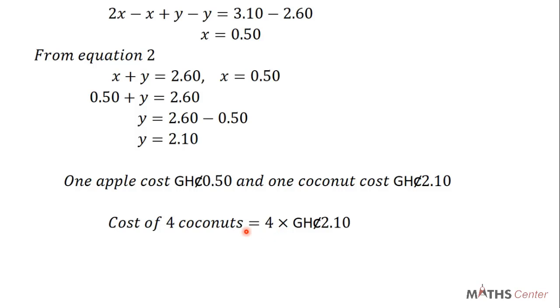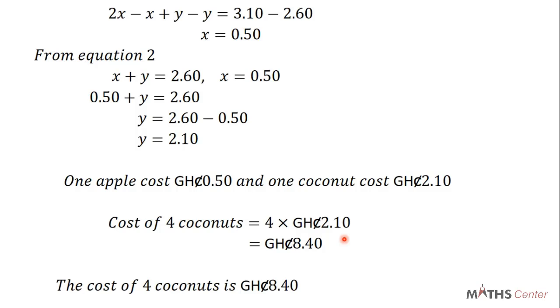So the cost of 4 coconuts will be 4 times 2.10 Ghana cedis, and that is going to give us 8 Ghana cedis 40 pesos because 2.10 times 4 will give us 8.40. So we can say that the cost of 4 coconuts is 8 Ghana cedis 40 pesos.